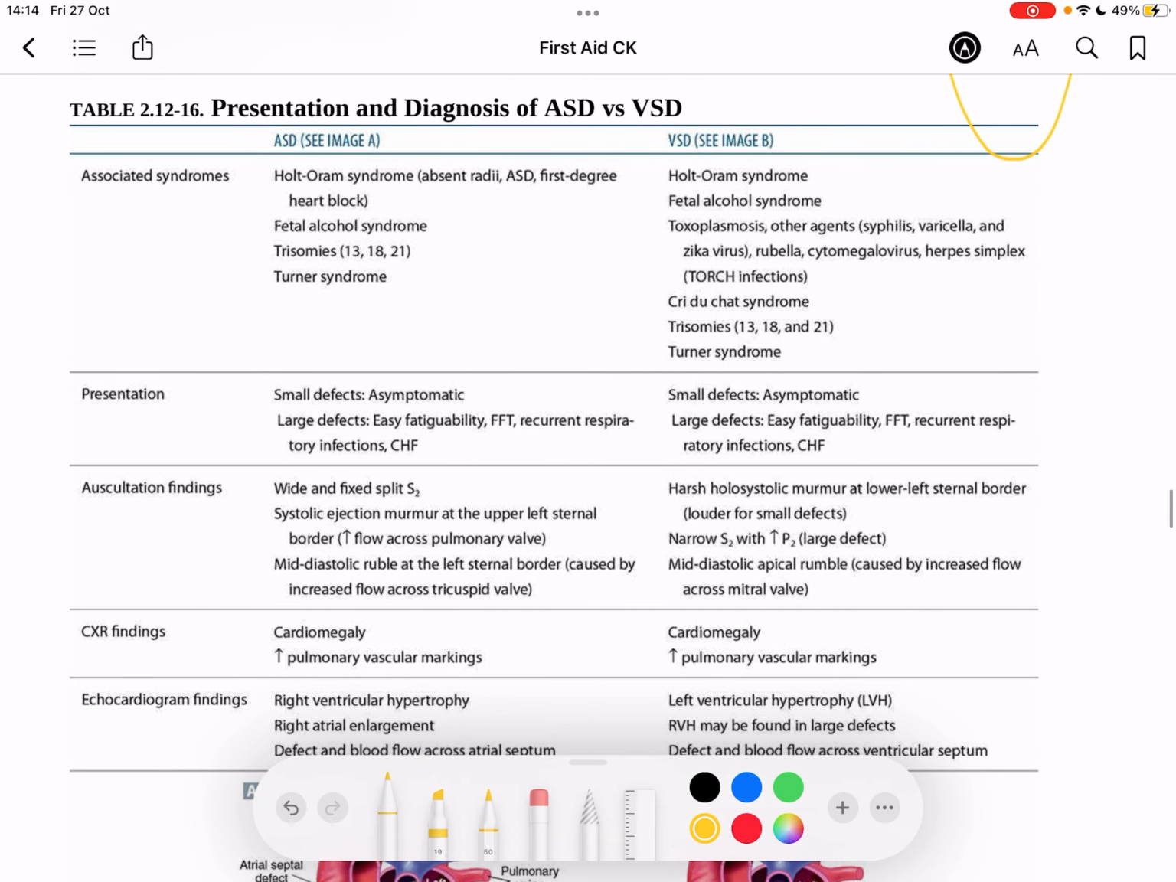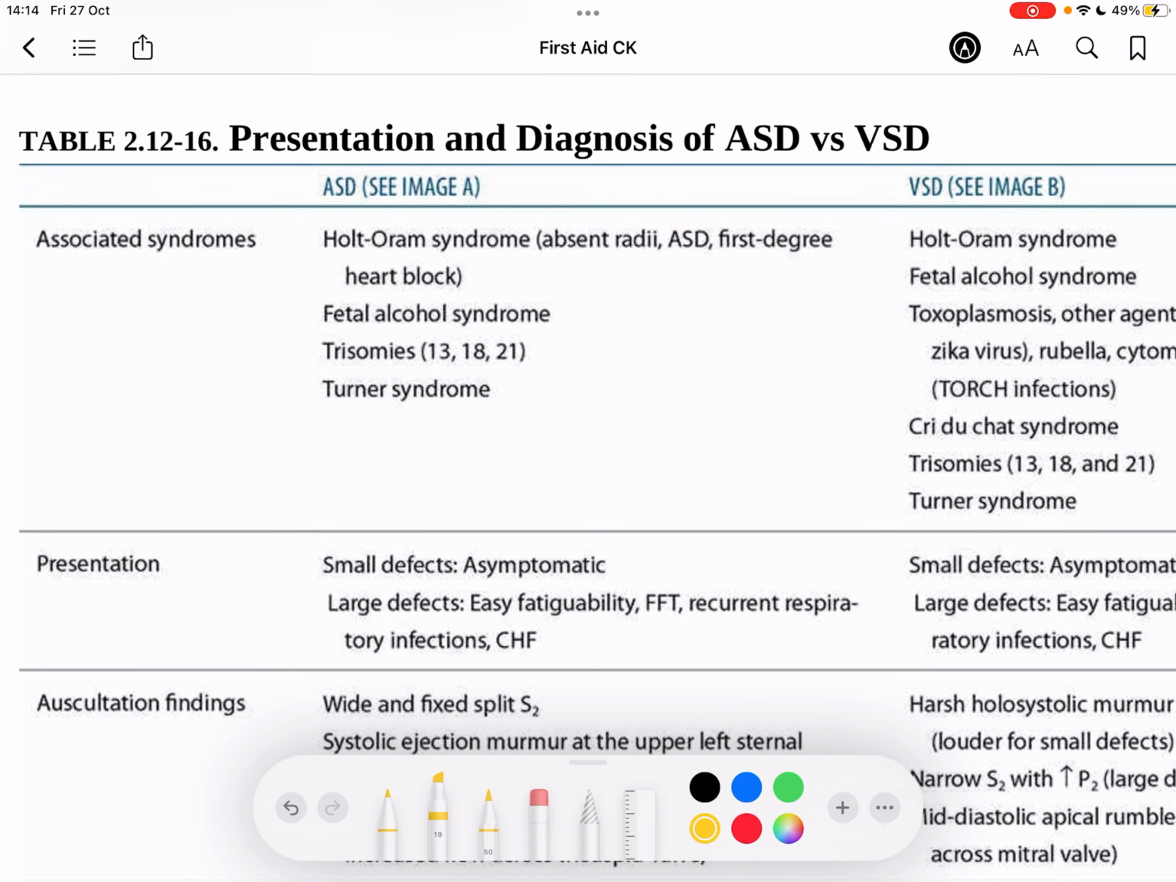So, let's talk about the presentations of ASDs and then VSDs. So ASDs can be associated with certain conditions. Holt-Oram syndrome is a very, very rare disease. It's associated with absent radii, ASDs, and first-degree heart block. Very rare. You will very rarely get this on your board exams, but if you do, it's great if you could diagnose that and recognize that triad. Fetal alcohol syndrome, it is associated with trisomies 13, 18, 21, and it is associated slightly with Turner syndrome.